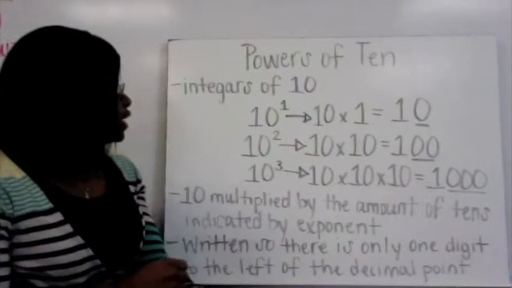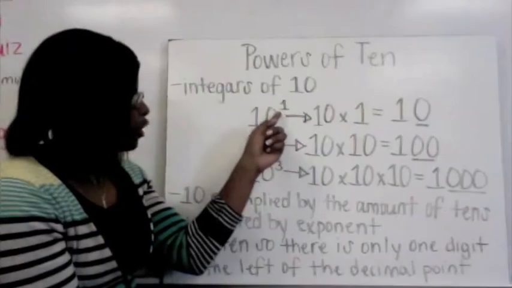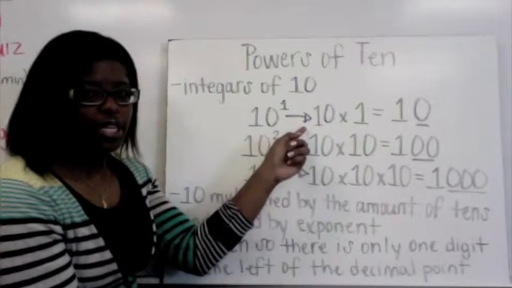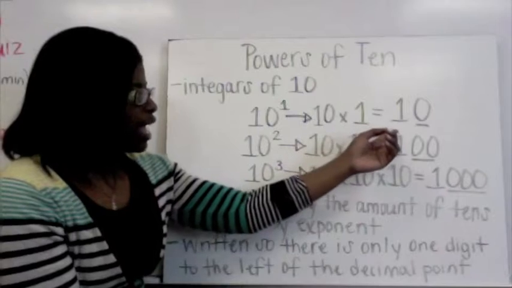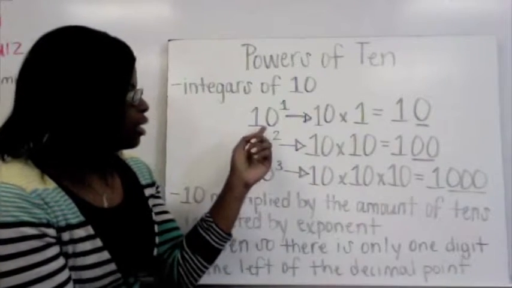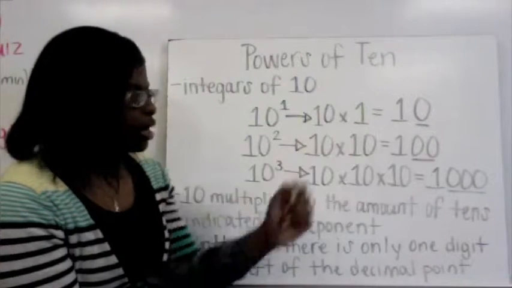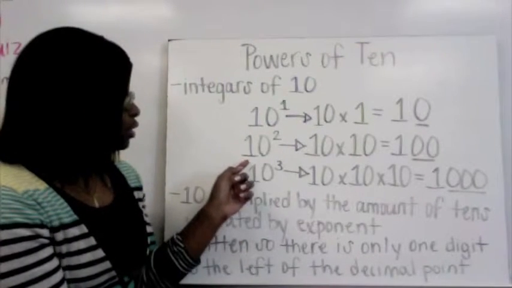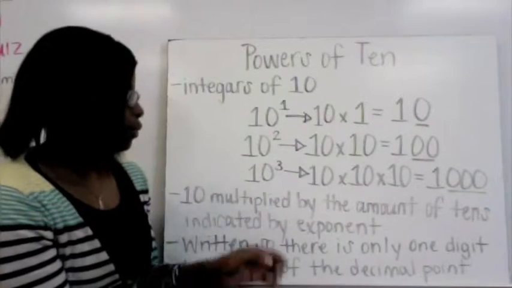So powers of 10 include integers of 10. 10 to the first power here is the same thing as 10 times 1, and you know anything to the first power is going to be itself. So we have 10 here. Notice that we had 1 zero here, and our answer also has 1 zero. So the exponent 1 here indicates how many zeros there will be.